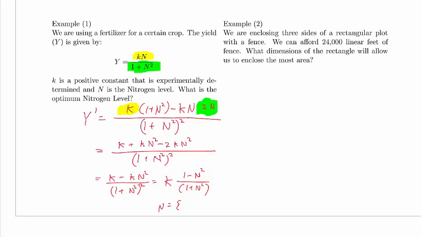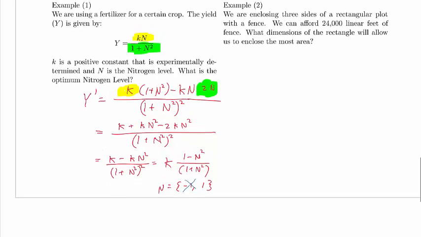We've got n equals -1 and +1. And what are we dealing with? We're dealing with nitrogen that we're putting into the soil. You cannot put a -1 nitrogen level, so that means that this guy is out. And so 1 is our critical number. And so you can apply the second derivative test, or you can simply just see what's going on before and after 1. You plug in 0 into this equation, and you will get a negative number.